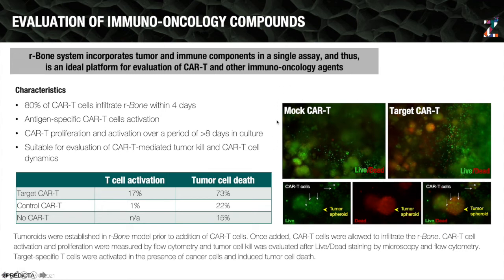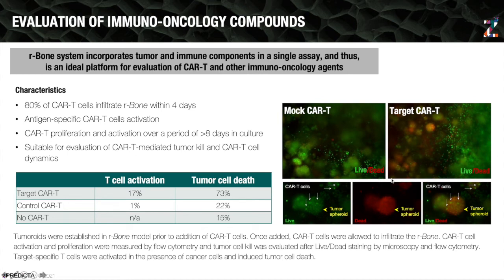For the mock CAR Ts, you can see that there was hardly any cell death within the culture, but for the target-specific CAR Ts, you can see that the spheroids are starting to turn red and die off with the addition of CAR T cells. We do see antigen-specific CAR T cell activation within about 2 days of CAR T cell infiltration into our bone, and CAR T cells proliferate over a period of about 8 days. That's how long the study was, and it's suitable for evaluation of tumor cell kill.